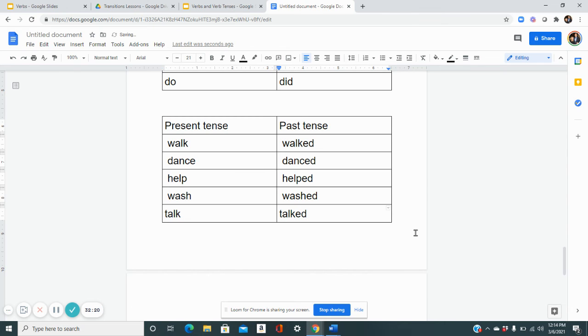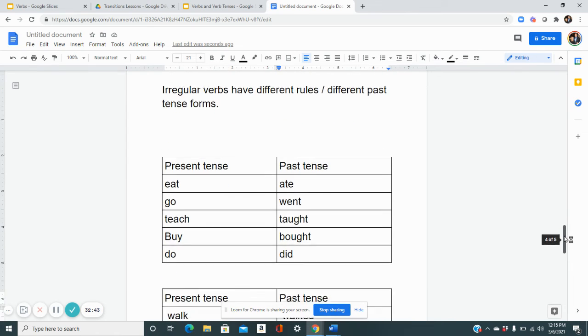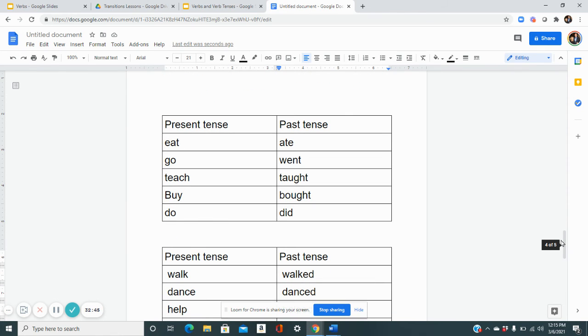Okay, so these are some examples of regular verbs. If it's a regular verb, all we do is add -ed to the end. Or, like dance ends with an E, so I'm just going to put a D. Regular verbs are much easier when you're putting them in a past tense form. Irregular verbs, you have to memorize them.